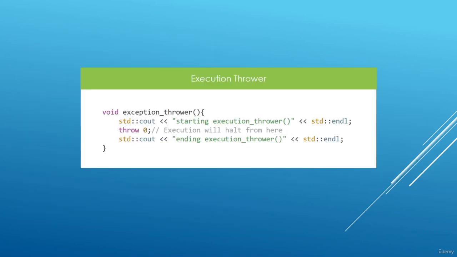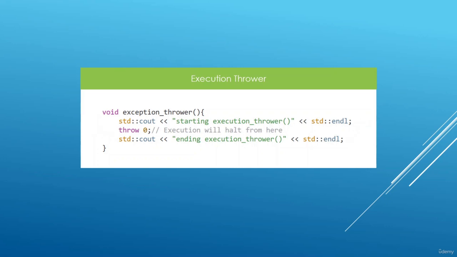We are going to set up another function which is going to just throw an integer exception. So this is going to be our exception thrower. It is going to say that it is starting execution and it is going to say that it just ended execution. And in the middle, we're going to throw our exception here.